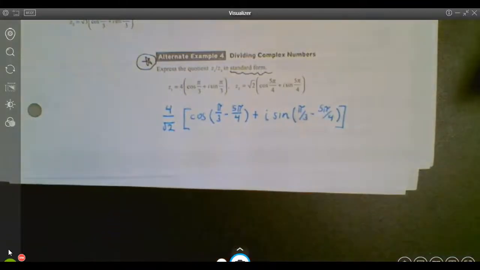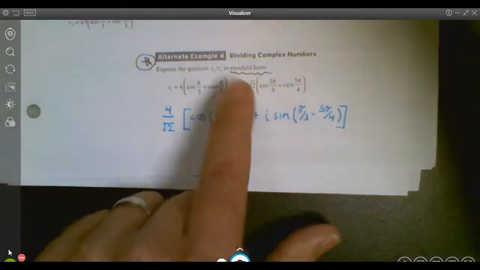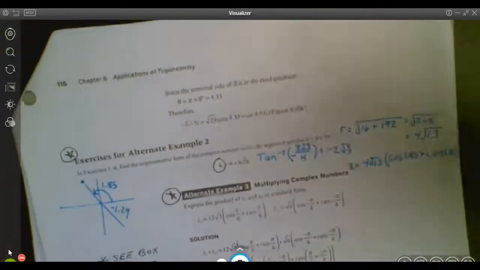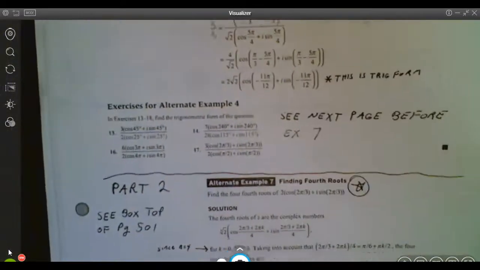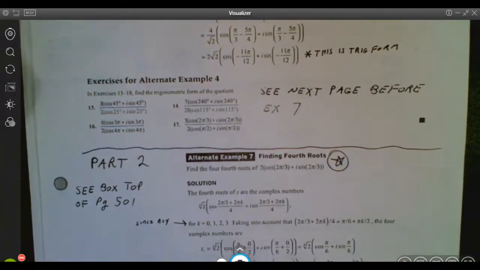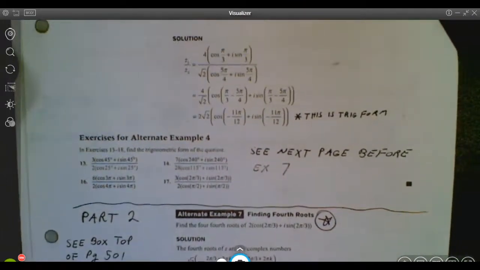And so that's going to be our setup. Really the rest would be calculator if they want this in standard form, if these are not angles that are on the unit circle. If they are, like if you look at this one, here was their work.